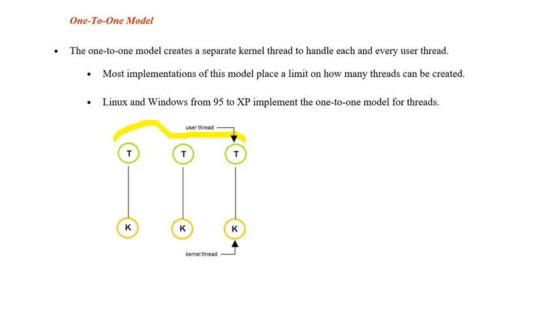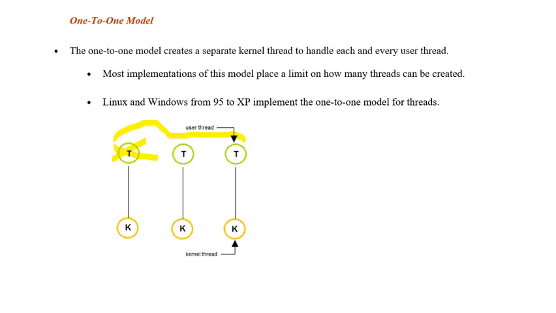Here the advantage is that if one thread is blocked, the other threads can work. Obviously, if this thread is blocked, the remaining two threads will not be affected. The second advantage is that it allows multiple threads to run in parallel on processors. So different threads can be running in parallel on the processors, as shown in the diagram.